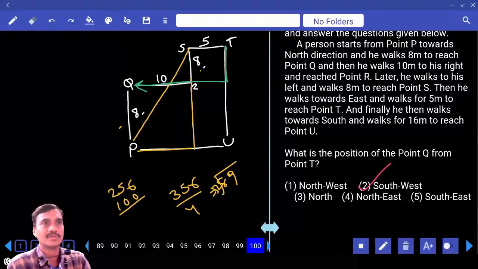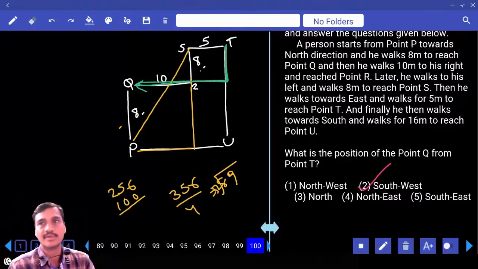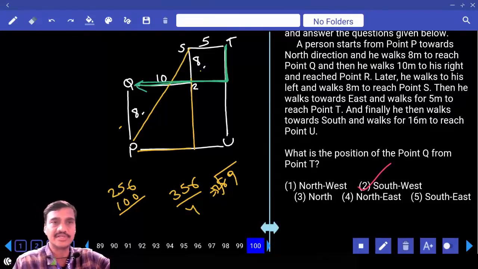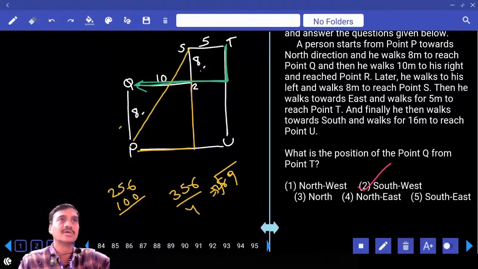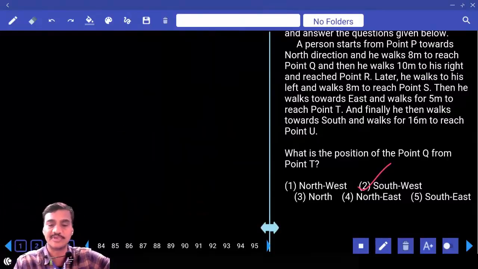Clear now? South and west. To reach Q from T, hence first south and west, southwest. And this is about question numbers 99 and 100. These two are based on directions. Clear now? Now with this we have come to an end of this reasoning section in this paper.